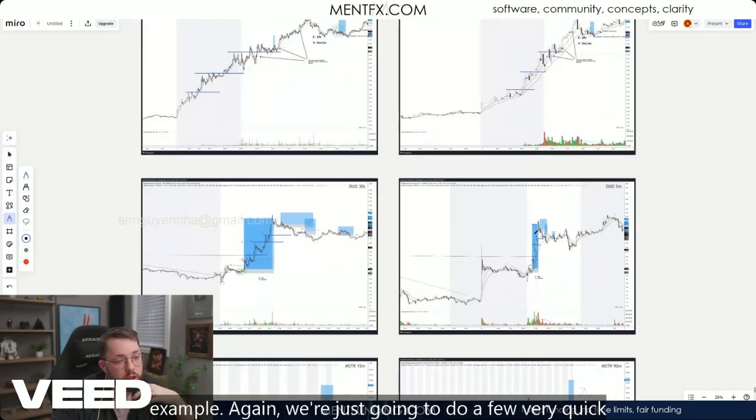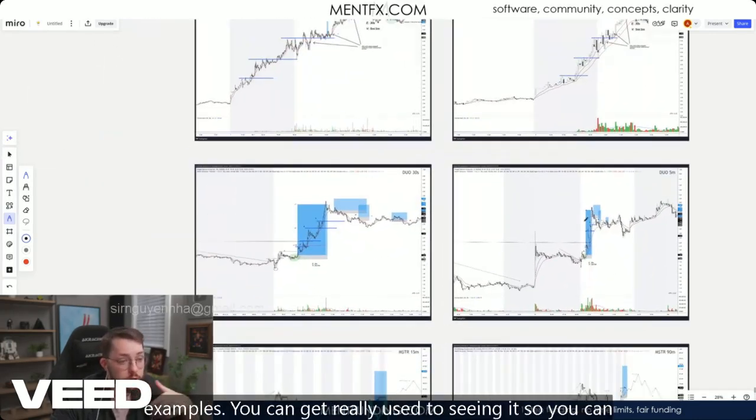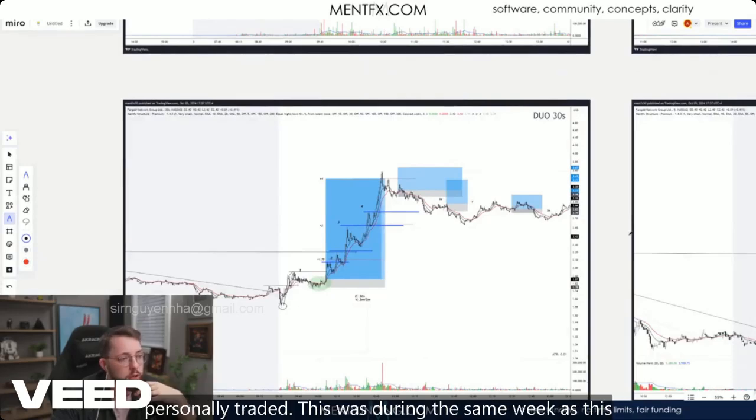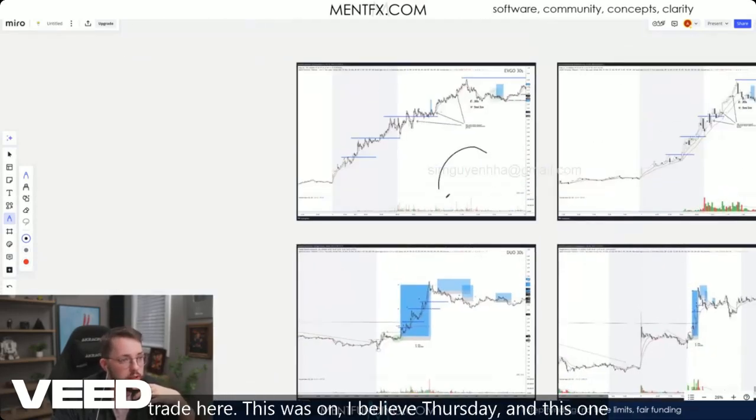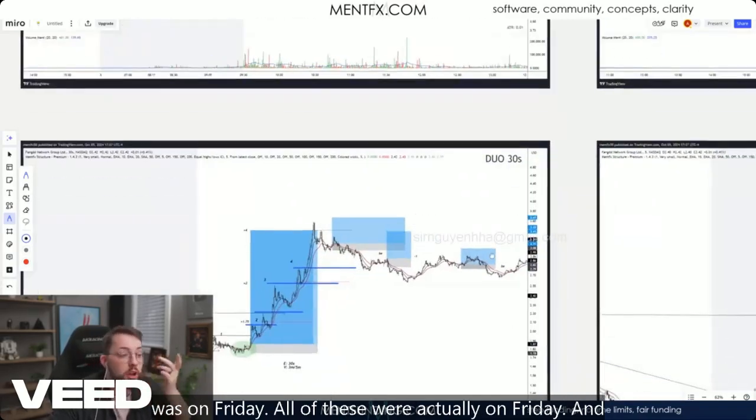Now, here's another example. Again, we're just going to do a very quick example so you can get really used to seeing it so you can start doing it on your own. But here's another trade that I personally traded. This was during the same week as this trade here. This was on, I believe, Thursday, and this one was on Friday. All of these were actually on Friday.